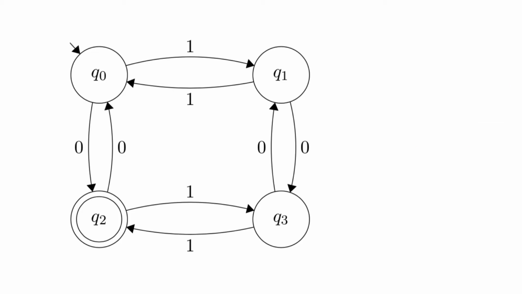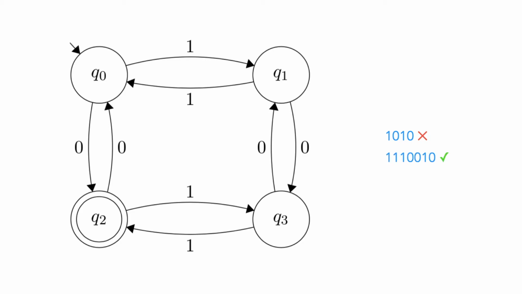Let's see what happens when we run this through a few examples. 1 0 1 0 has an even number of 1s and an even number of zeros, so we would expect to reject. We start at Q0, read a 1, read a 0, read another 1, and then read our final 0, and that brings us back to Q0. Q0 is not an accepting state, so we reject correctly.